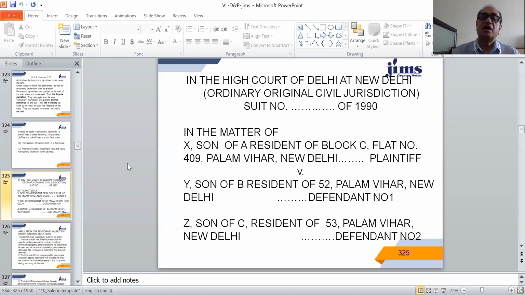New Delhi. Ordinary original civil jurisdiction, suit number dash dash of 1990, in the matter of, as such, our plaintiff is X, son of A, with complete name and address as plaintiff. X, son of A, resident of Block C, flat number 409, Palam Vihar, New Delhi, is the plaintiff, versus Y, son of B, resident of 52 Palam Vihar, New Delhi, is our defendant number 1, and Z, son of C, resident of 53 Palam Vihar, New Delhi, is our defendant number 2.